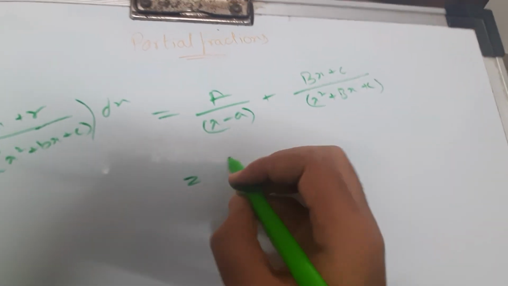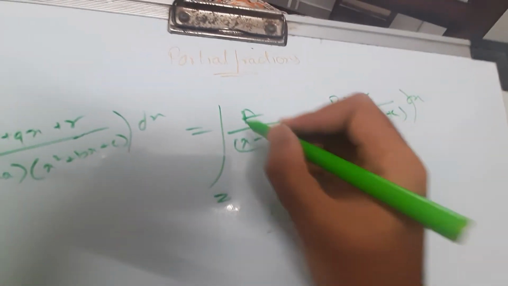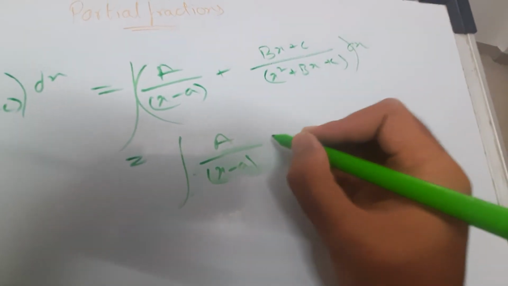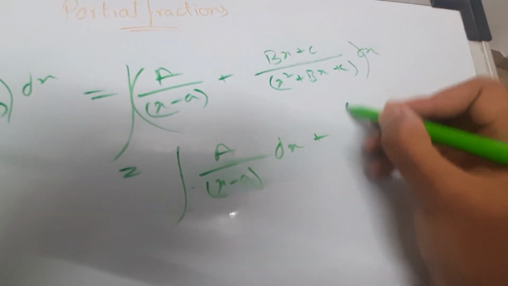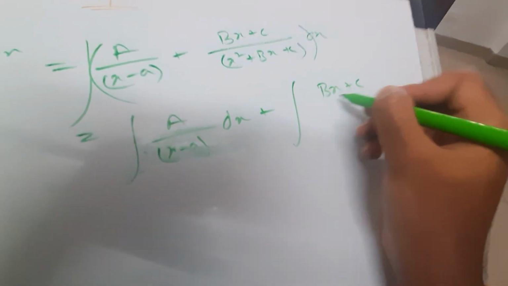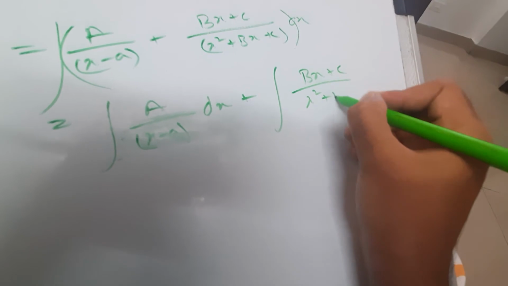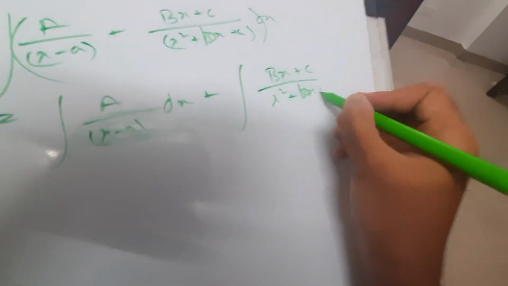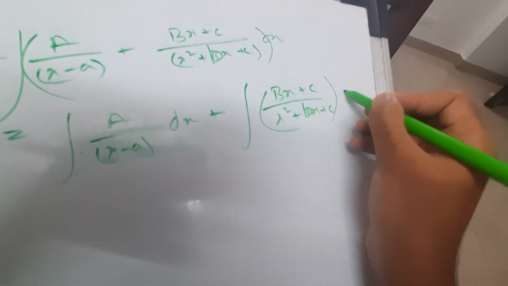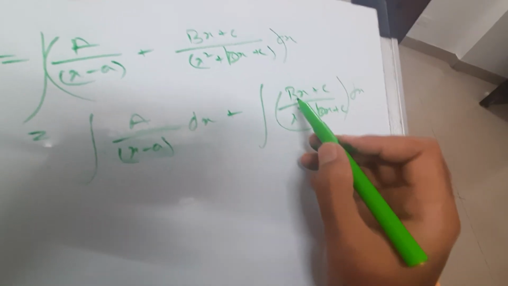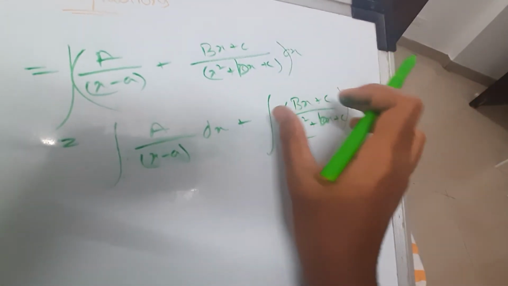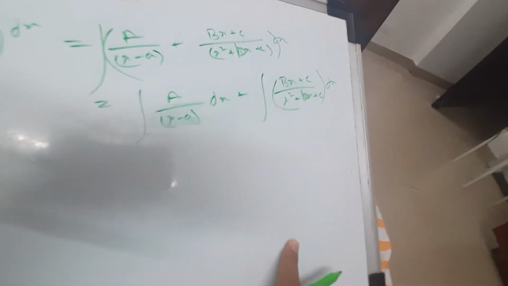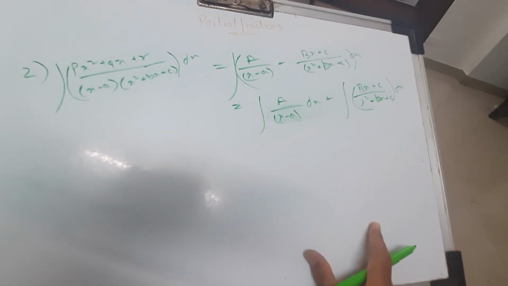Since this is all integration anyway, you're going to get integration of A by (x - a) dx plus integration of (Bx + C) by (x² + bx + c) dx, with B and C as capital letters, sorry. Then you split it into two terms and do it like normal integration. So that's the second type.